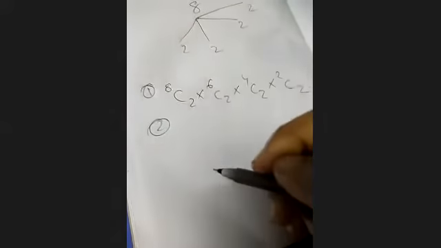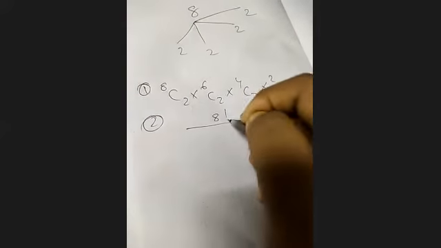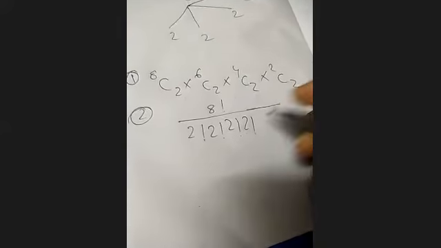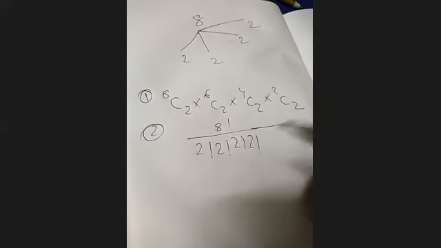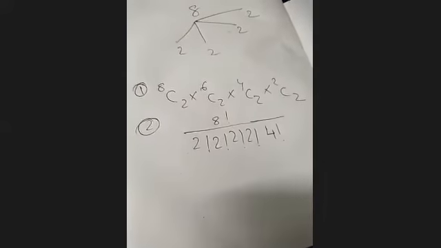But there is another way. What is the other way? The other way is to divide 8 factorial by 2 factorial, 2 factorial, 2 factorial, 2 factorial. And we have to divide by another thing. Can anyone tell me what is the other divisor? 4 factorial. Why 4 factorial?